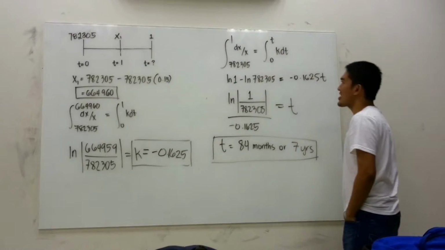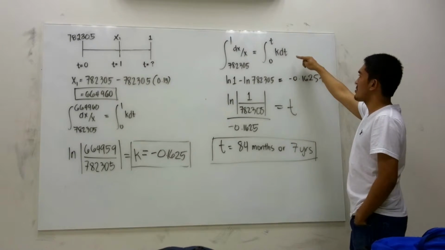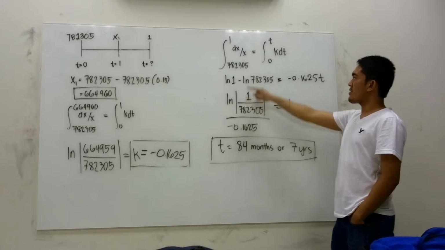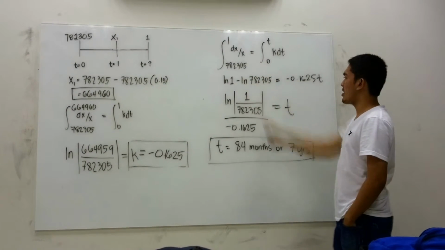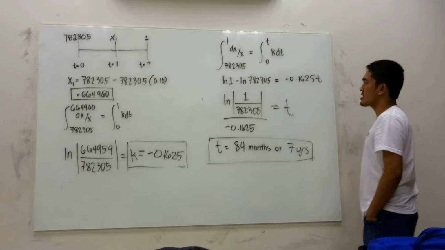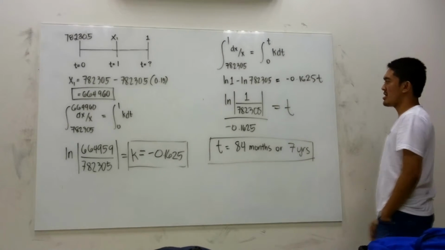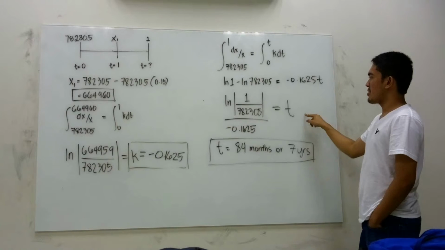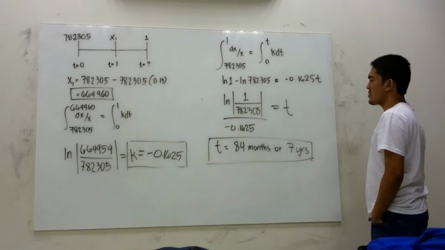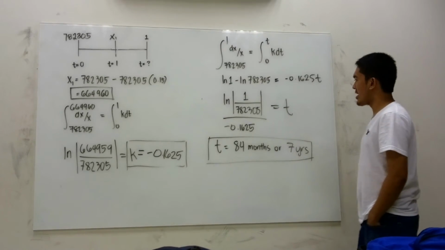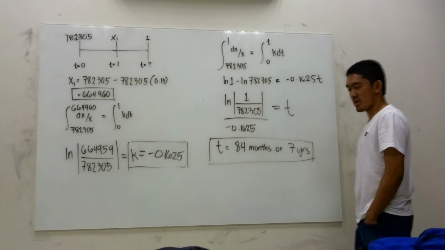Now that we've solved for k, we're going to plug it into this equation, but we're going to change the limits because we're solving for t. So after evaluating this, we're going to get ln of 1 minus ln of 782,305 is equal to negative 0.1625 times t. Isolating t, we're going to have ln of 1 over 782,305 divided by negative 0.1625. We're going to find out that t is equal to 84 months, or 7 years.